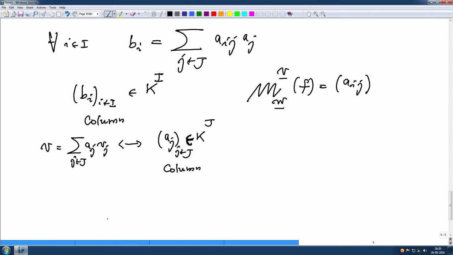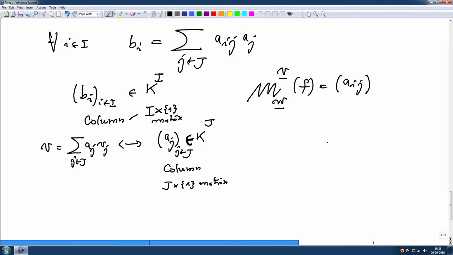Column means it has rows, as many rows as the cardinality of J. So therefore this is actually a J cross 1 matrix, this column vector. And the other column vector has I rows, so this is an I cross 1 matrix.